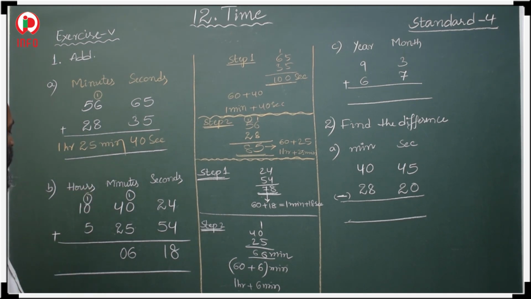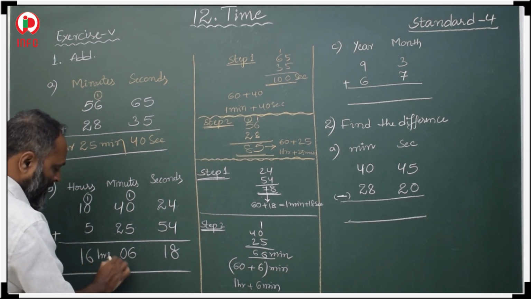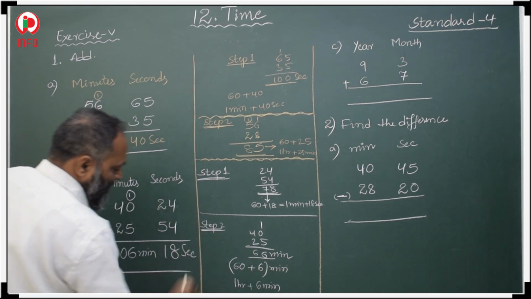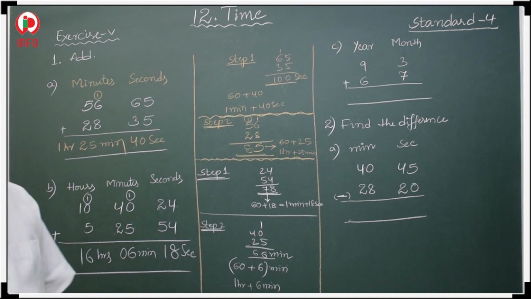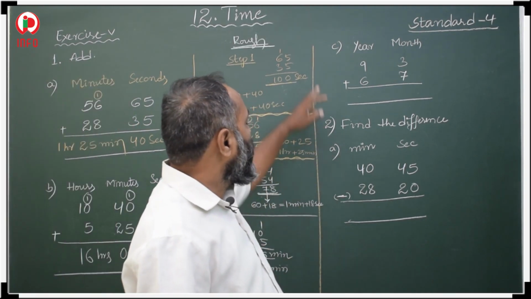Now, add direct hours. 5 plus 0, 5. 5 plus 1, 6. And here 1. 16 hours, 6 minutes, 18 seconds. So, this is the solution. Next, question number C.